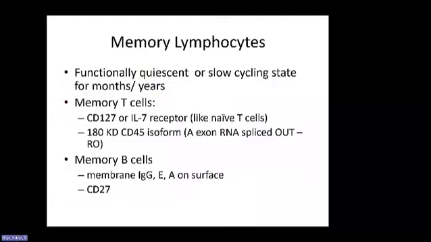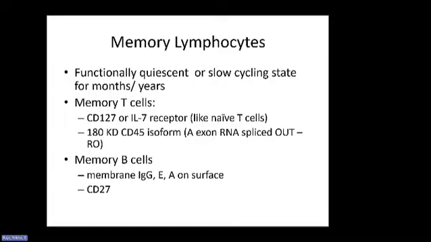Okay, memory lymphocytes. These are slow cycling. They are present in a slow cycling state for months to years. And they again have specific markers on them. So if you think about memory T cells, they have CD45RO. What does the RO stand for? Exon A is spliced out, and the O is for out. Basically, the restricted A exon is spliced out in these T cells.